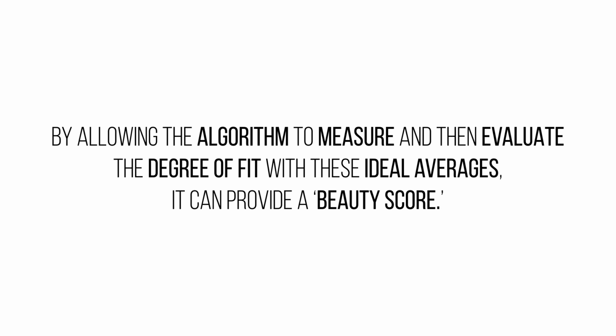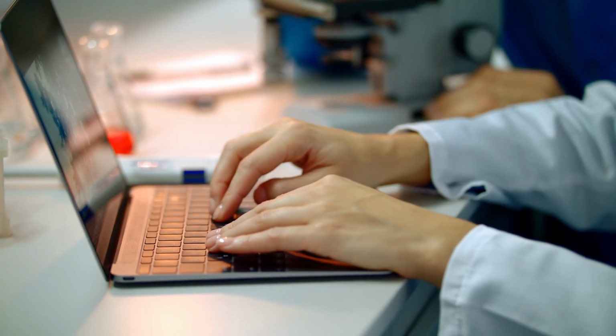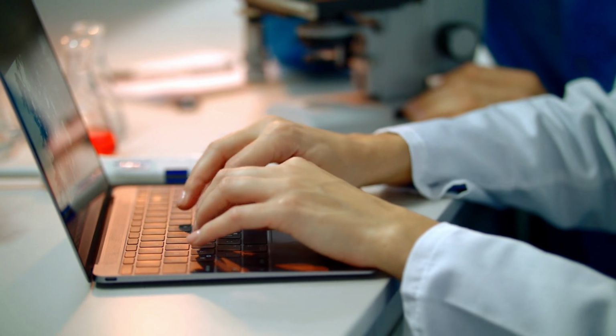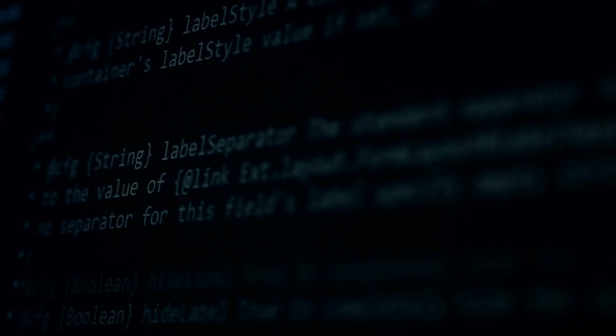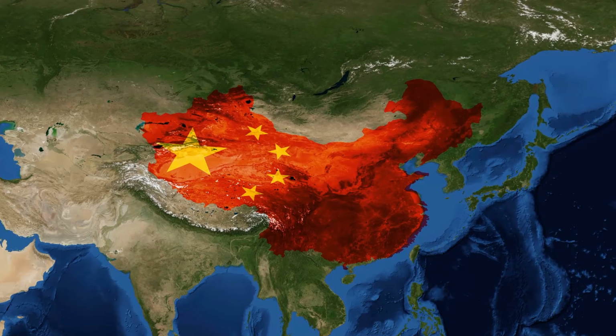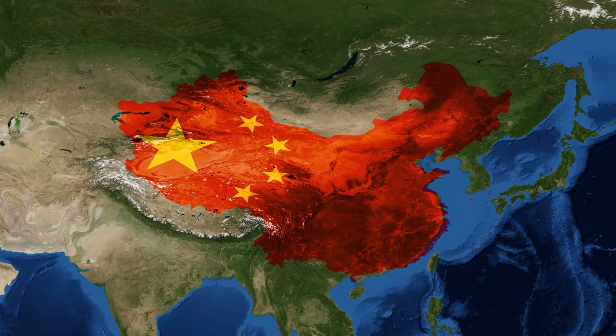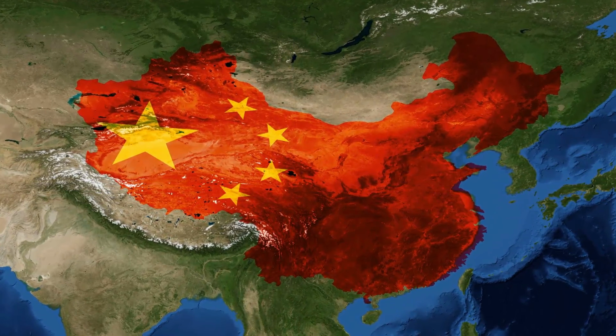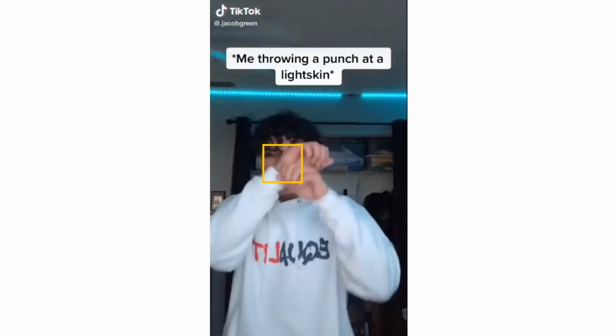By allowing the algorithm to measure and then evaluate the degree of fit with these ideal averages, it can provide a beauty score. A human can then evaluate if this result is accurate or not, and how accurate the bounding box was at selecting the face, and then the machine can tune its parameters and try it again. This is the basis of facial machine learning, with ByteDance being based in a country with abundant labor and now plentiful user data. It's no surprise that their proprietary algorithm would be very accurate at picking winners. We expect TikTok's algorithm to work in a very similar way.